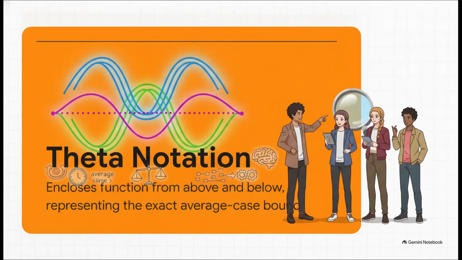And then we have theta notation. The crucial thing to remember about theta is that it acts as a tight bound. It literally encloses the function from both above and below. This means your function is safely sandwiched right between an upper and lower boundary for large input values. Because it provides these exact bounds, we often use theta to analyze the average case complexity of an algorithm, finding that realistic middle ground of execution time across all possible inputs.